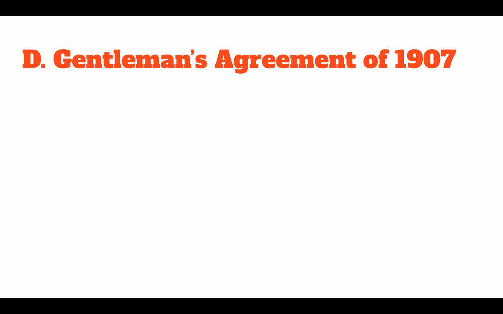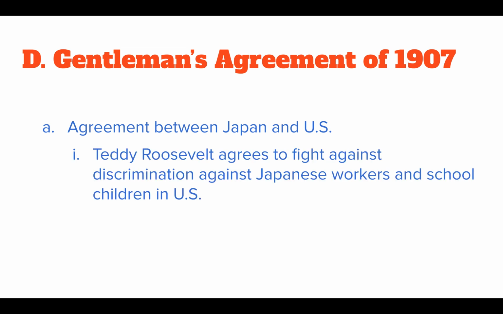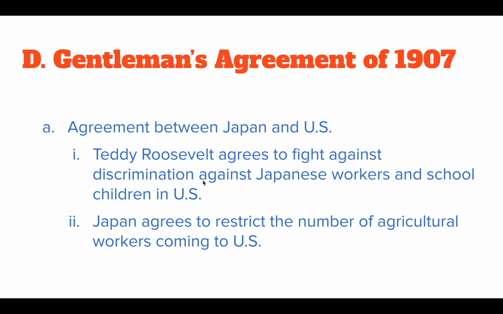Uppercase D, Gentleman's Agreement of 1907. The agreement was between Japan and the United States. Teddy Roosevelt was the president at the time, and he agrees to fight against discrimination that is happening against Japanese workers and Japanese school children in the United States. So he says, I'm going to try to eliminate discrimination towards Japanese people in the United States. At the same time, though, Japan agrees to restrict the number of agricultural workers coming to the United States, who would be, for lack of a better word, the poor Japanese immigrants that were coming in. Japan agrees to restrict that. So that's a gentleman's agreement.